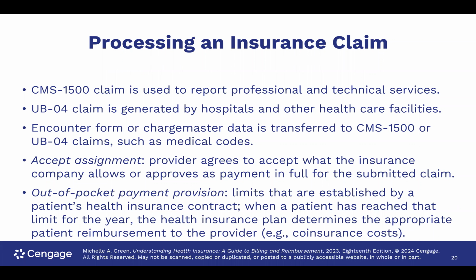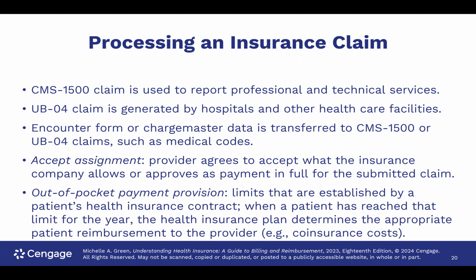Claims forms. CMS 1500 forms are used to report professional and technical services. So in other words, if somebody is interpreting a diagnostic test, being seen in the office, or being worked up for the first time as a new patient, the medical office will use the CMS 1500 form. The UB04 form is generated by a hospital or other healthcare settings for the facility charges, right? So a lot of times when patients are talking about bills, it's which bill are you talking about? The 1500 claim form or the UB04?